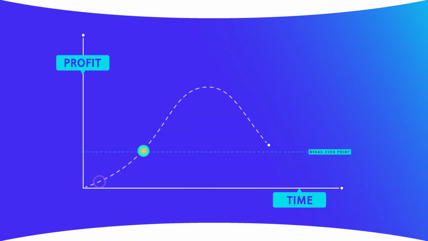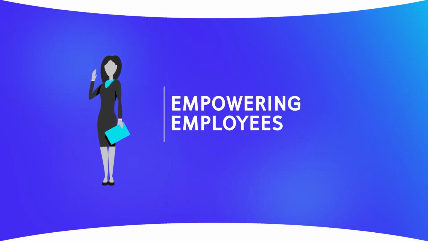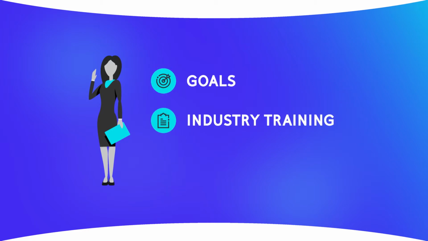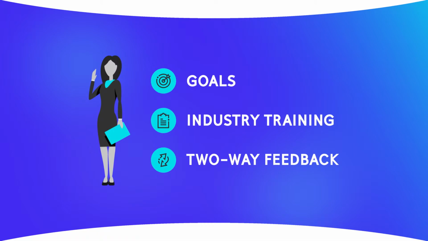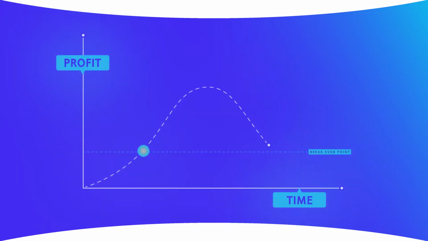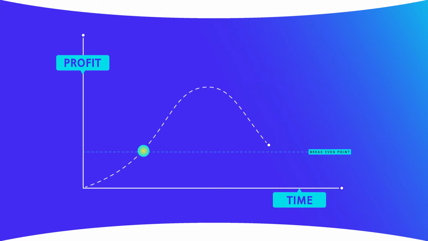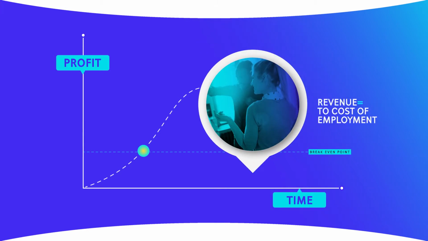The faster you can accelerate this onboarding period, the faster your new hire can start bringing returns to the business. Empowering employees with self-managed goals, encouraging relevant industry training, and enabling two-way feedback are just a few ways you can place new employees on track for success from day one and help them arrive at the break-even point as soon as realistically possible. Only when an employee reaches the break-even point have they generated revenue for the business equal to the cost of their employment.